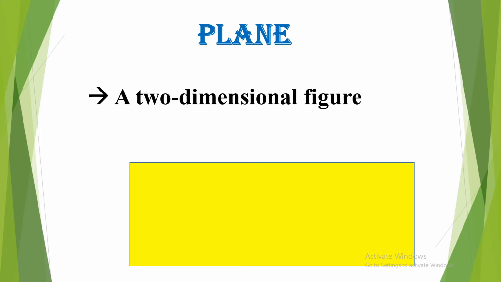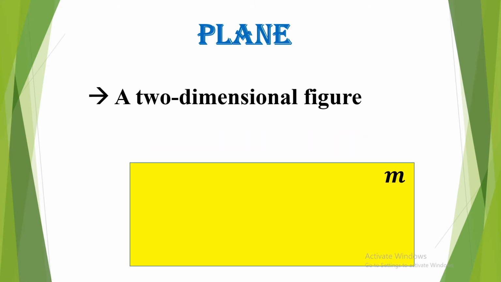In naming a plane, we can use three or more points that are found on the plane. So say for example, we have these point A, point B, and point C that are on the plane. Then we can name this one as plane ABC. But aside from using three or more points that are found on the plane, we can also name it using one small letter, like this. So this can also be named as plane M.